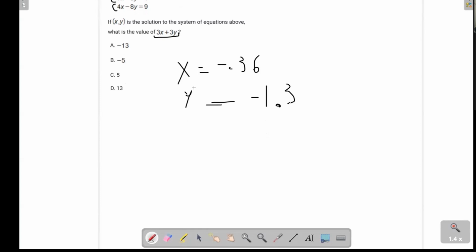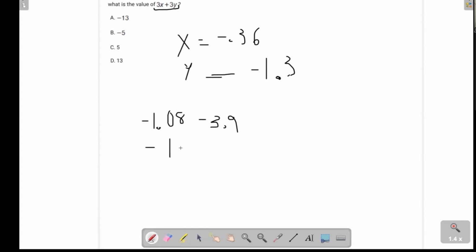You'll see it's around 1.08, which is closer to 1. And if we have to round it, I think that's okay. So it's going to be negative this. And then our y value, when you multiply negative 1.3 times 3, you get negative 3.9, which is closer to 4. So let's just round these off since there are no decimals in these answers, which is just going to be negative 1 minus 4. And our answer is going to be negative 5, which is B.